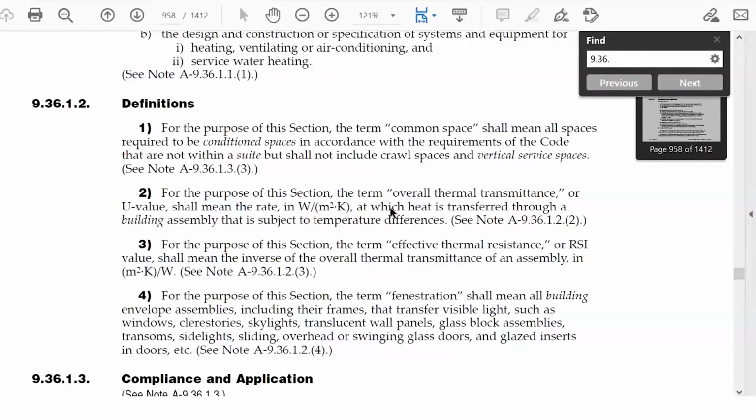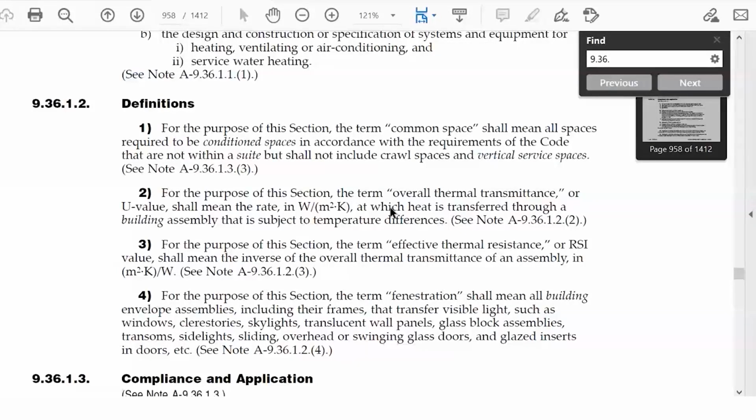For the purpose of this section, the term fenestration shall mean all building envelope assemblies, including their frames, that transfer visible light, such as windows. Clerestories. I have not looked up what clerestories is. If one of you can guess what it means, please share it with us. But if none of us knows what it means, then we can look it up in the dictionary.